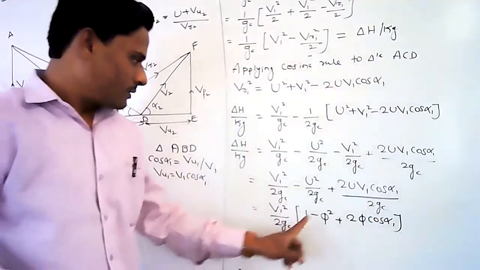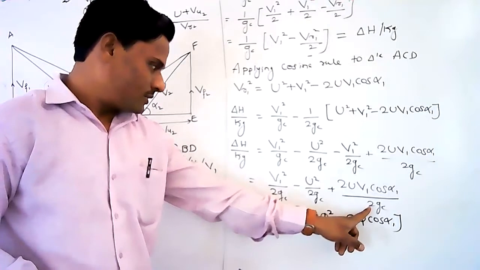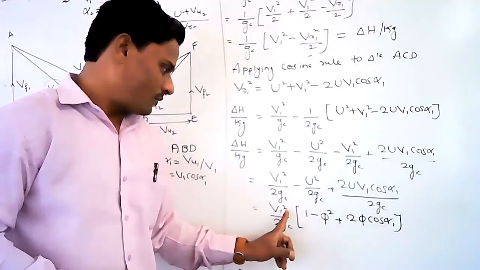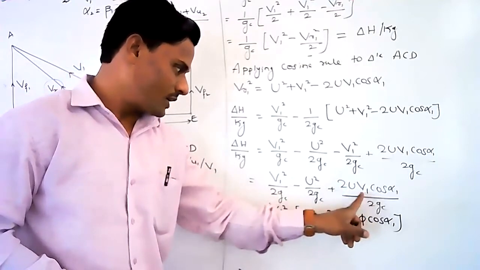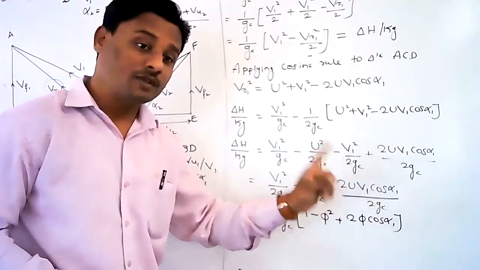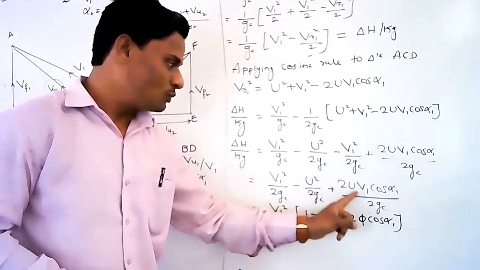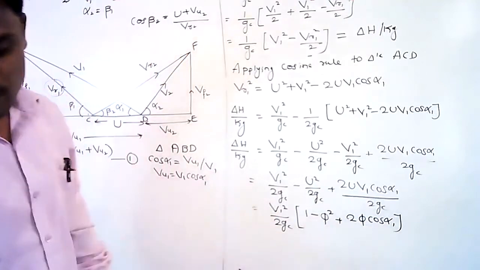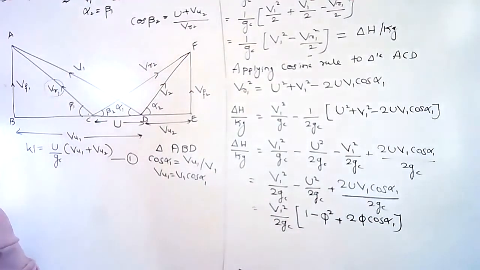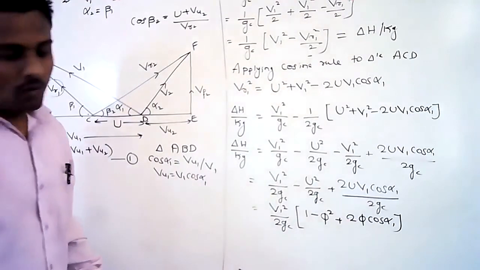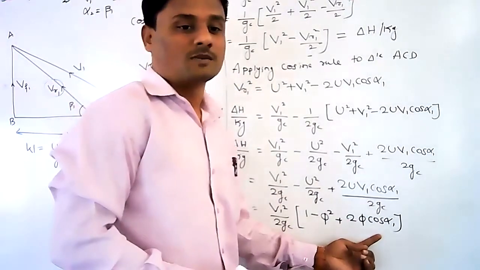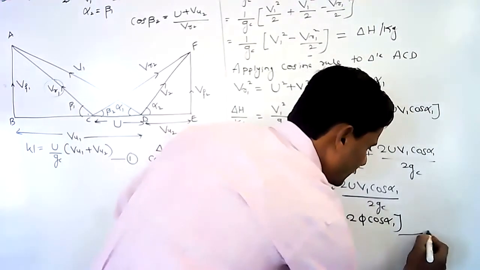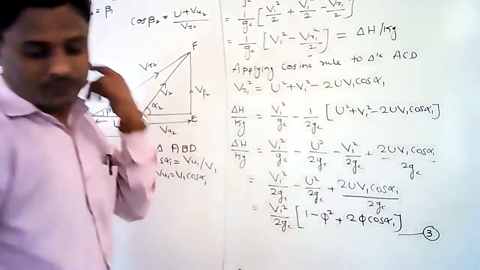See here, 2 is already taken common, so 2 as it is here. Okay. If I divide by V1 square here, V1 will get cancelled. We are left with one V1 in the denominator. So U by V1 is phi. So 2 times phi cos alpha 1 is the remaining term. Now we got the complete equation in terms of alpha 1 here. Let us take this as equation number 3.